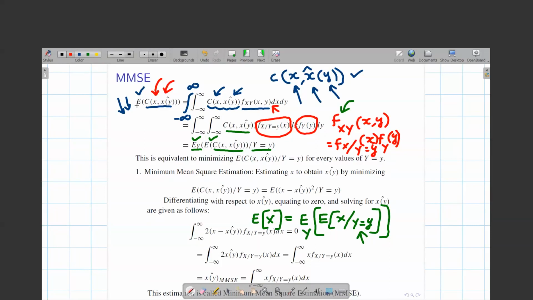So while creating this expectation, you are actually doing the expectation of the conditional case, right? What we call the conditional expectation, and you are taking expectation over y, right? So now we are interested in minimizing this. That is the task. The task is to minimize this function. I hope this is clear to you.